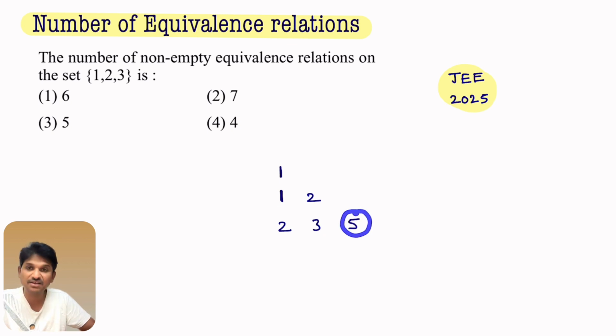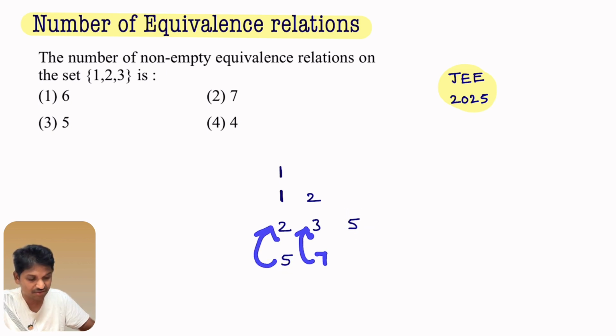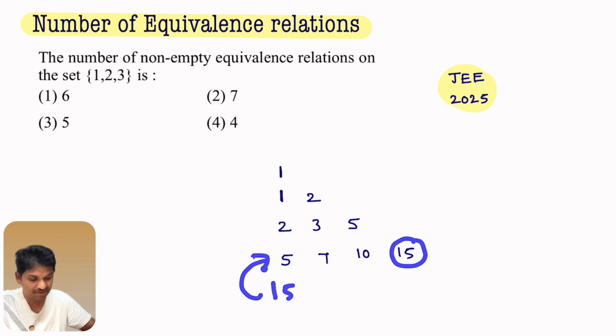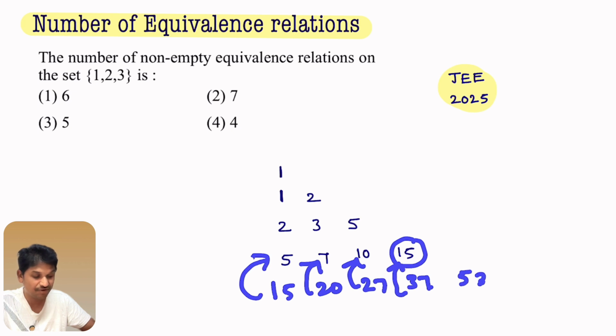Now whatever the last number you got, write that number here. Okay, 5. Now you add these two: 5 plus 2 is 7. Now add these two: 7 plus 3 is 10. Now you add these two: 10 plus 5 is 15. This process will continue. For example, here the last number is 15, so you write 15 here. 15 plus 5 is 20. 20 plus 7 is 27. 27 plus 10 is 37. 37 plus 15 is 52.